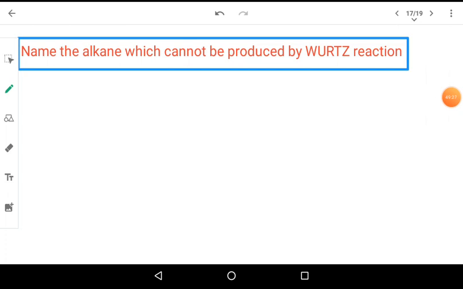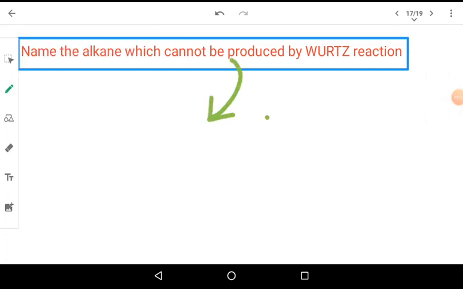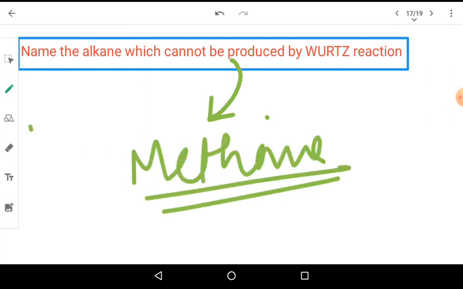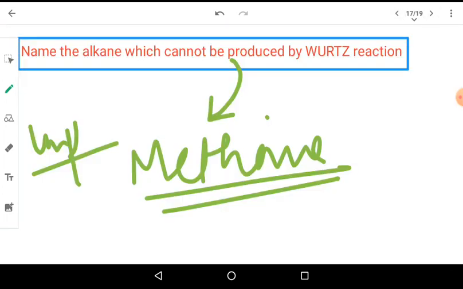Name the alkane which cannot be prepared by Wood's reaction. The alkane which cannot be produced by Wood's reaction is methane. And this is an important question as well. Now let us discuss the next question. Sorry, this is the last question of our discussion.